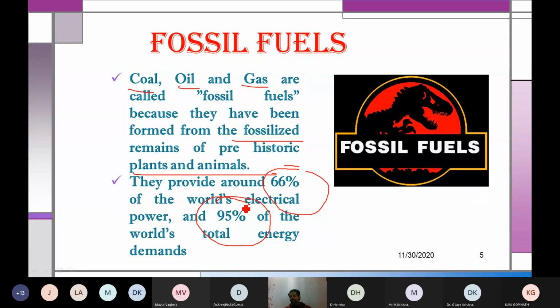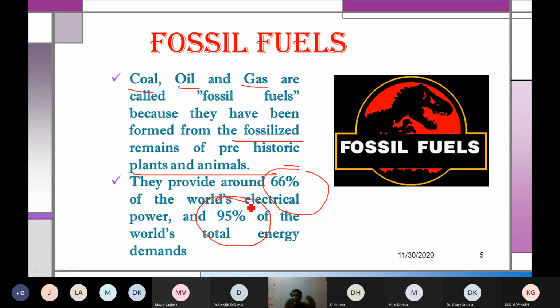Clear? So it's very, very tough to replace everything all of a sudden, right? If you want to replace 95% of the energy with renewable energy sources, it's really tough. Step by step, they are getting replaced. So now it's good, right? Because 66% of power generation is from fossil fuel, 95% of the energy is from fossil fuel. Everything is clear, right? It's perfect.